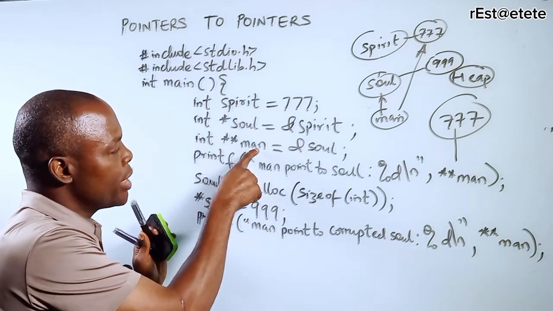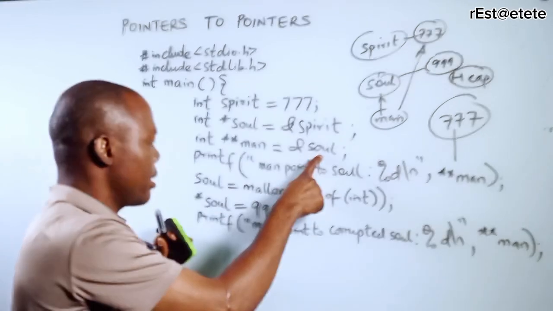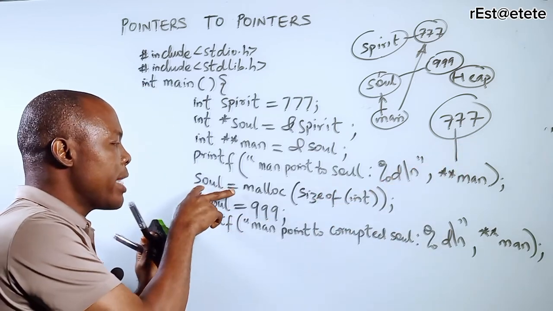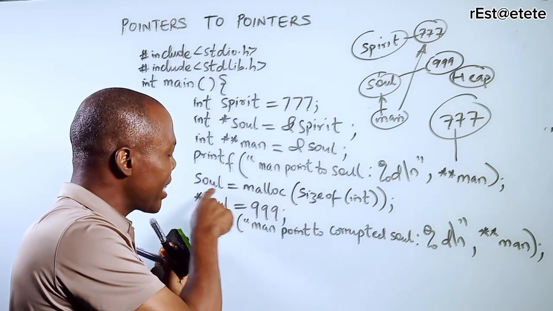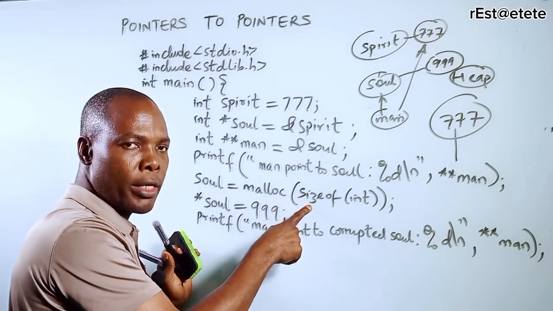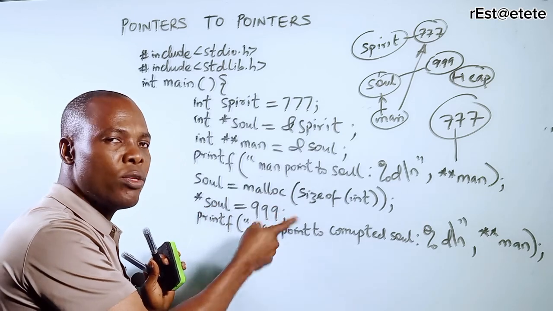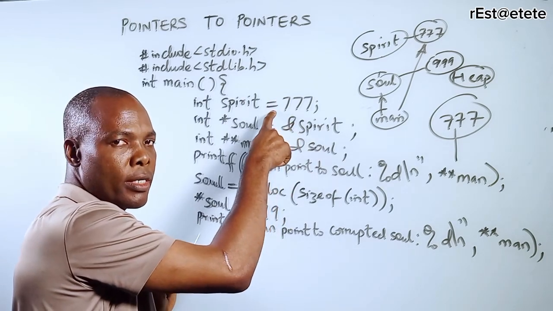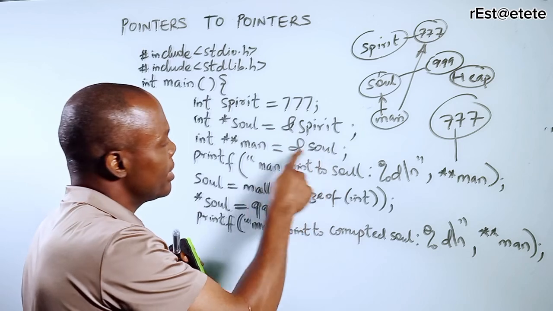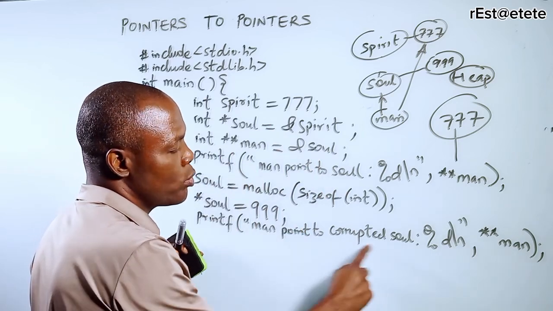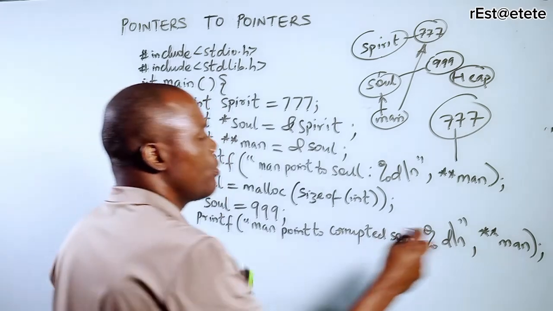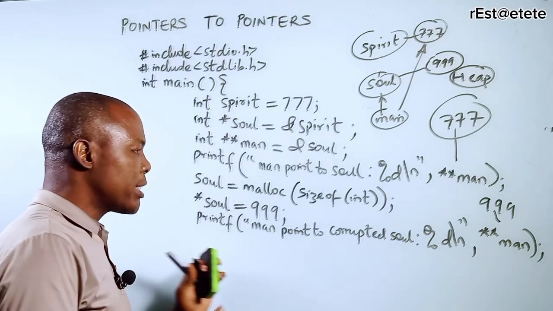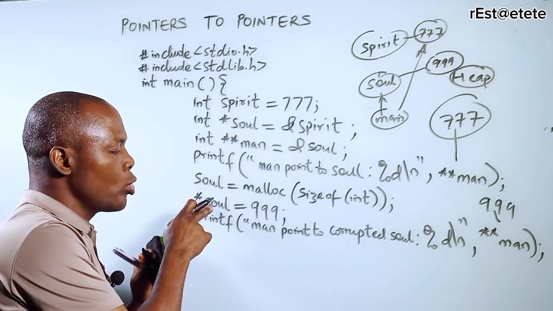Don't forget, at this point, man is pointing to soul. Now we come here, we say man point to soul. It's going to print out 77. Then I created a memory location, and I'm now pointing soul to that memory location. Then I use this one to assign a value into that memory location. So soul is now pointing to this instead of pointing to spirit. Now I am trying to access this again by saying man point to corrupted soul. So in accessing this, this will print out 999.